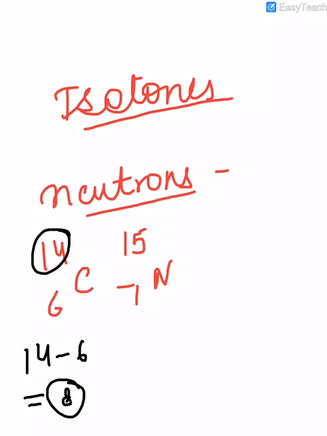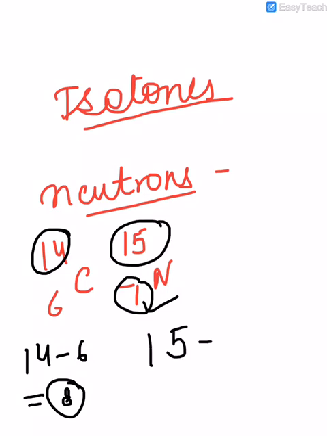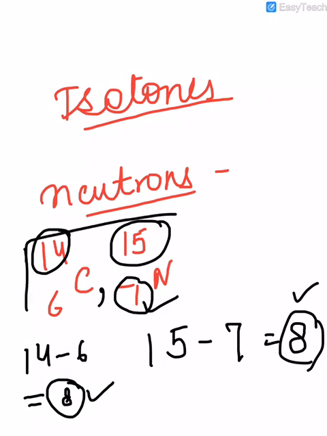And in the case of nitrogen, the number of protons or number of electrons, we can say, is 7 and the mass number is 15. So the number of neutrons will be mass number minus atomic number, that will also be 8. So these two species, we can say these two elements, have the same number of neutrons, so these are known as isotones.